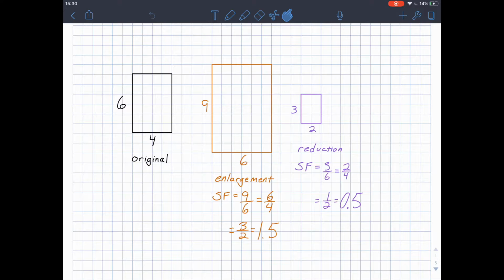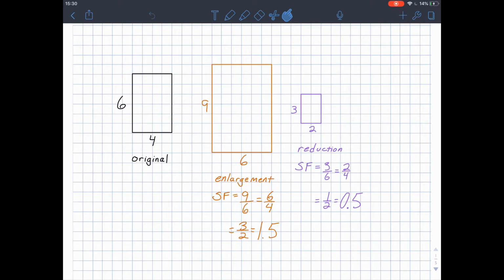Let's say instead of an enlargement, though, we took our original 6 by 4 rectangle and made a reduction that was 3 units long by 2 units wide. The scale factor for this would be found the same way. We would have to find our corresponding lengths, which here are 3 with 6 and 2 with 4.